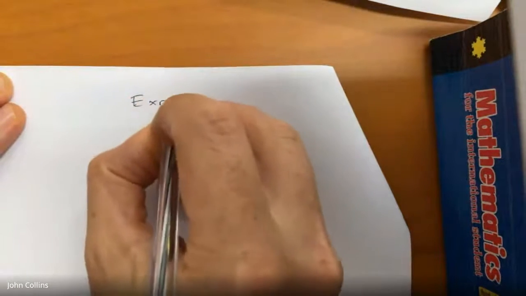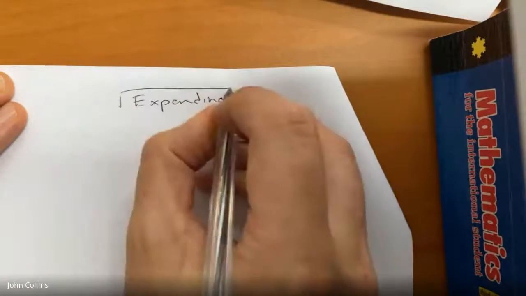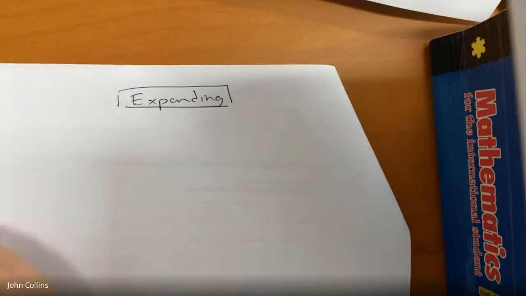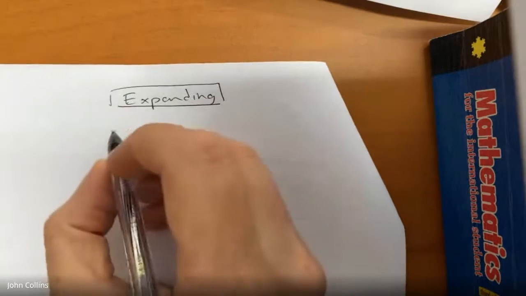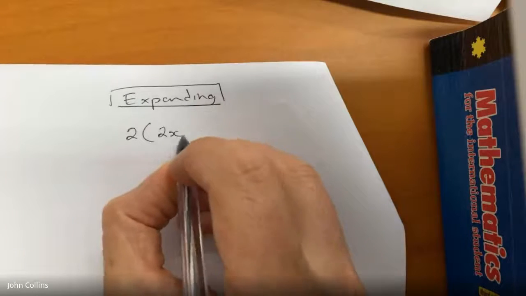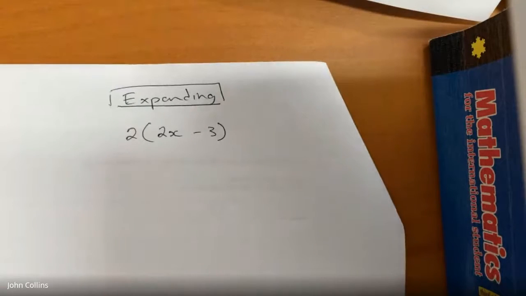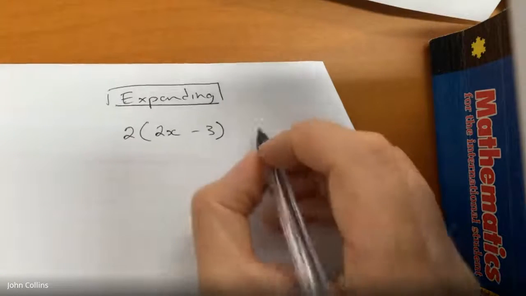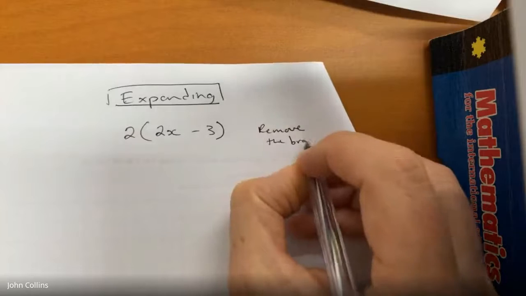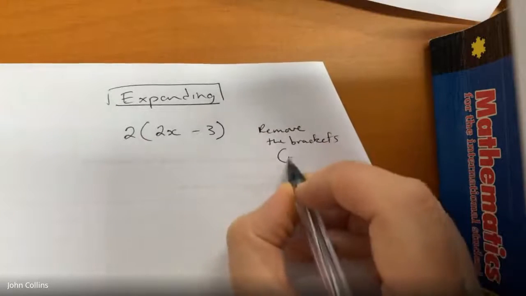We also recently did expanding. And the opposite of expanding brackets, which was factorizing. Okay, so expanding, if we have brackets, we have 2 times 2x minus 3, something like that, and we wanted to expand it. Expanding means remove the brackets. Multiply out. Remember, brackets means to multiply.